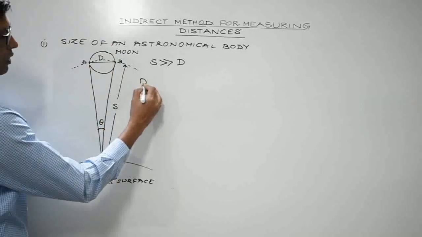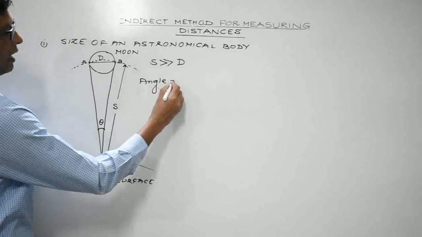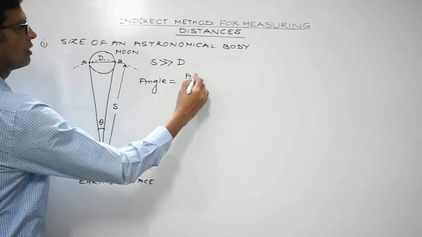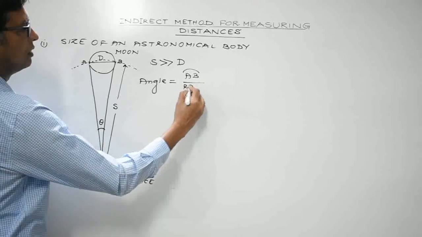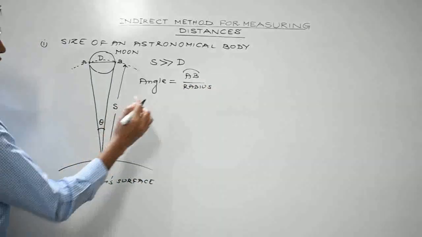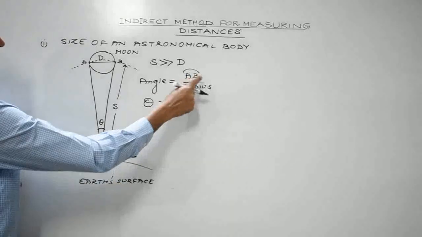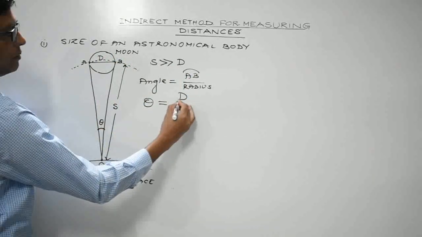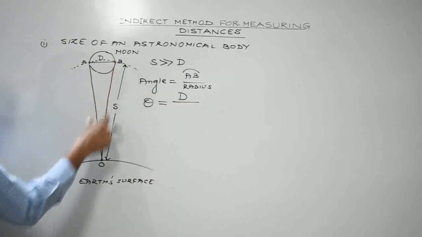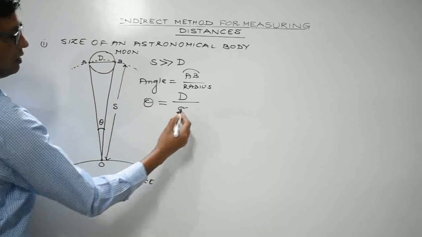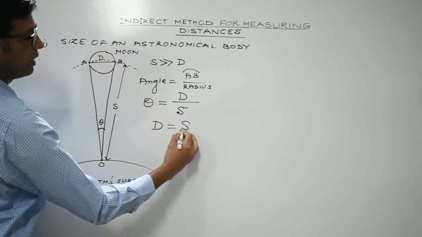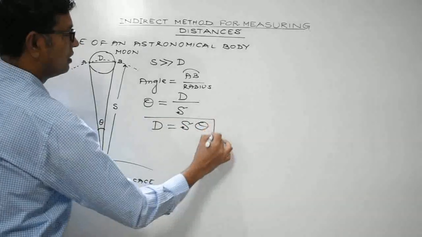So in that case, we are aware of this particular formula. Angle is equal to length of the arc divided by radius, right? So angle over here is theta. Length of the arc over here can be taken as diameter D, right? And radius is S. So the diameter of the moon would be given by S multiplied by theta.